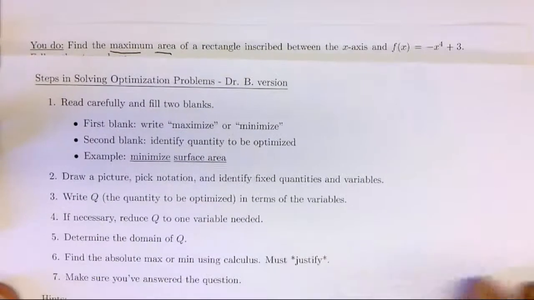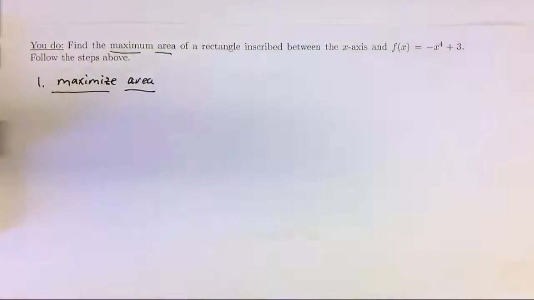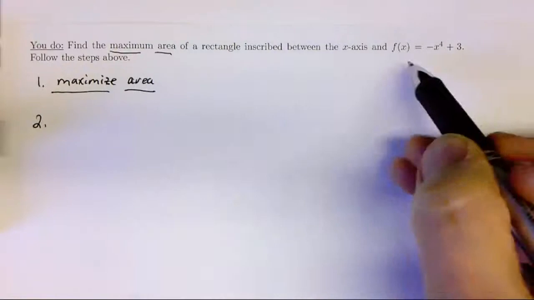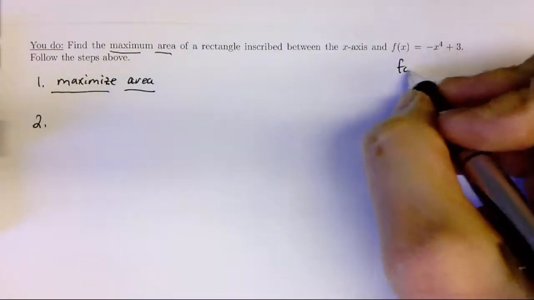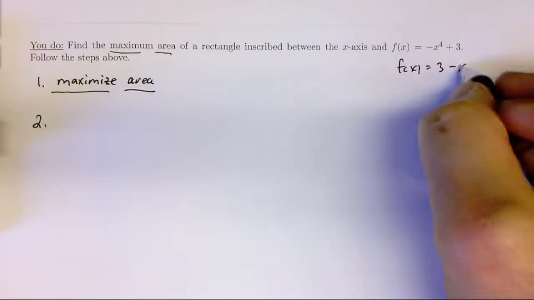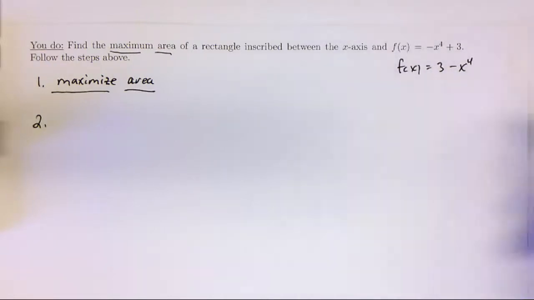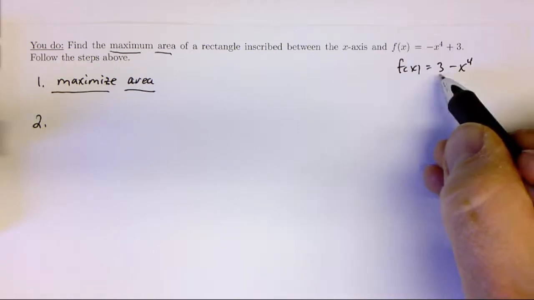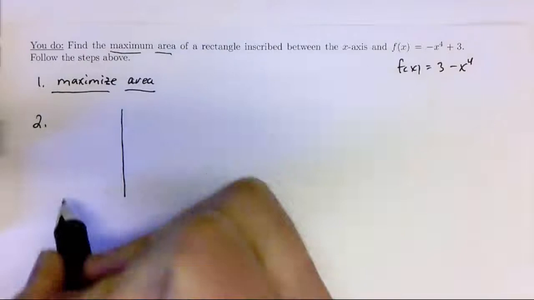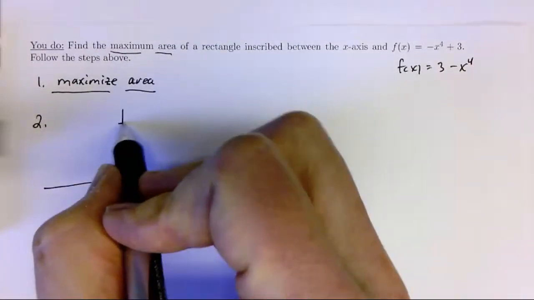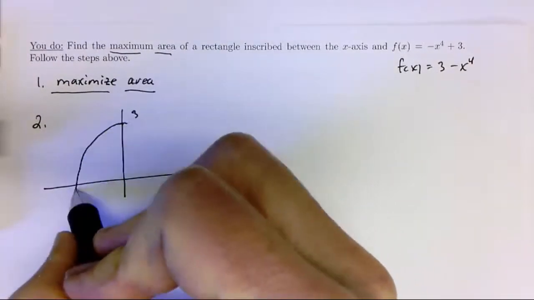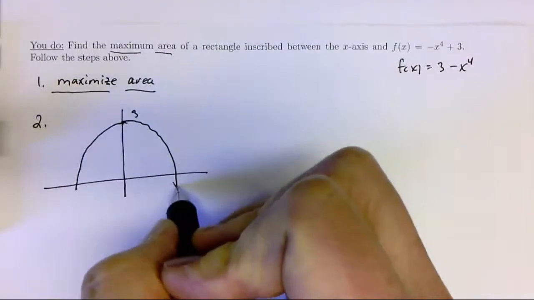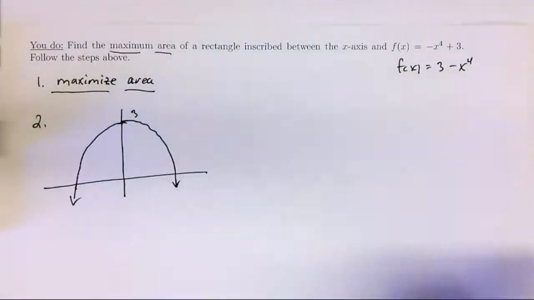Step two, draw a picture, get some notation in there. We're trying to find a rectangle that's inscribed under the graph of this function. This function might be easier to look at if we write it as 3 minus x to the fourth. X to the fourth is a little bit like a parabola with its vertex at the origin. The minus sign says we're going to flip it over and raise it 3. So our picture is something like this. We're going to have a y-intercept at 3. This picture is far from perfect, but it doesn't need to be perfect. It just needs to suffice to help us make a cartoon.